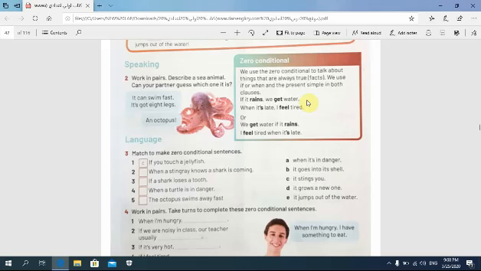The second example, when it's late, I feel tired. Or we get water if it rains. So I can just put if at the beginning or in the middle. I feel tired when it's late. Here I use the word when instead of if to express the zero conditional.